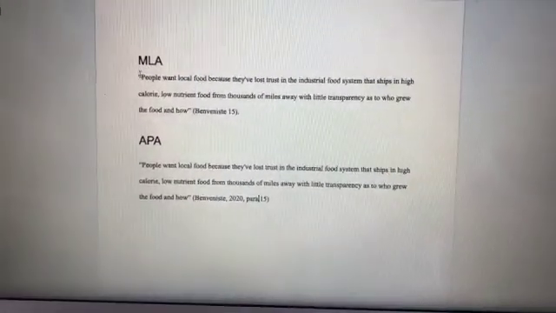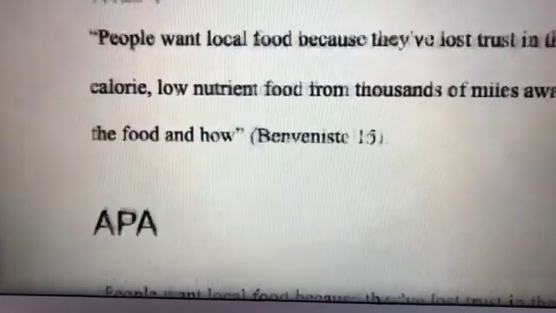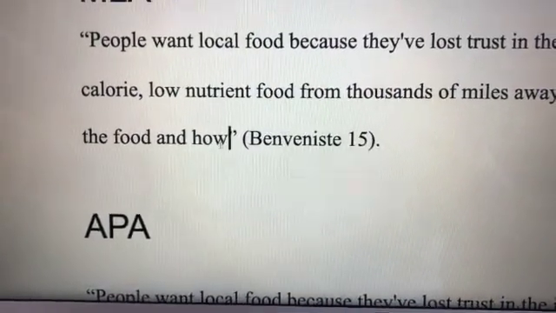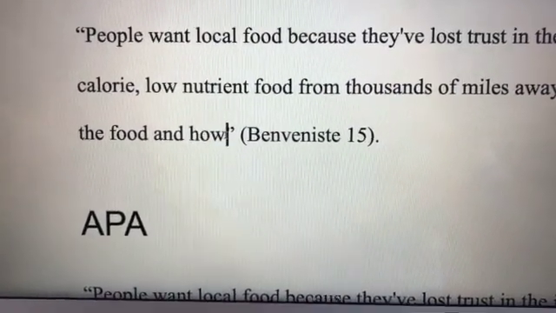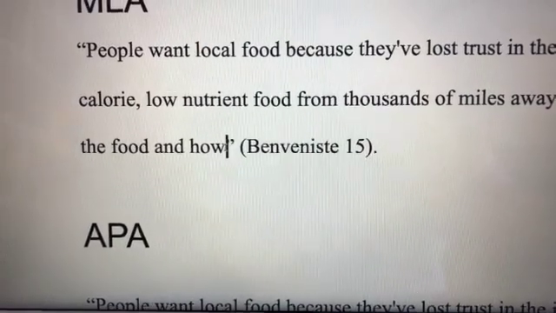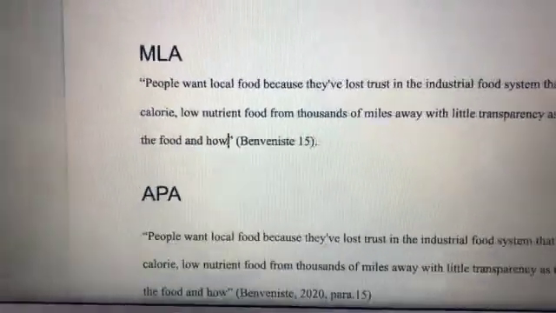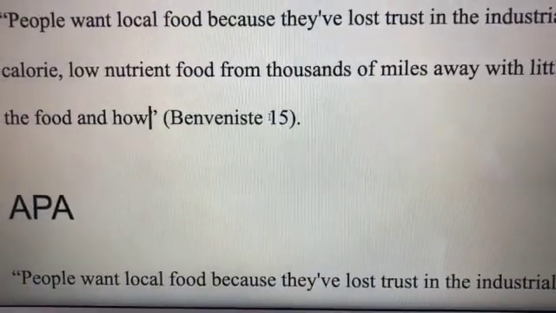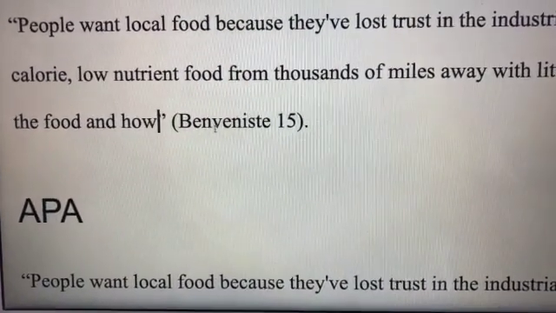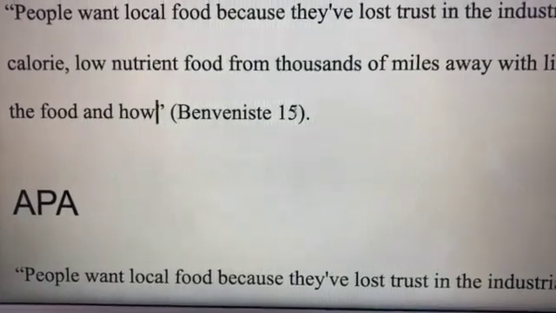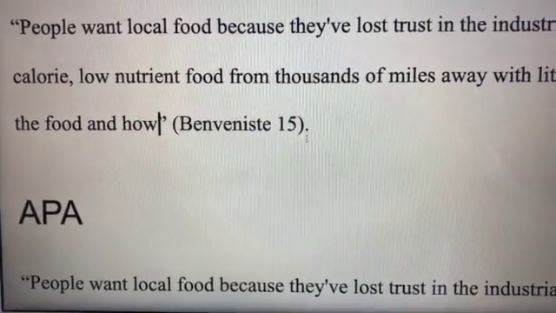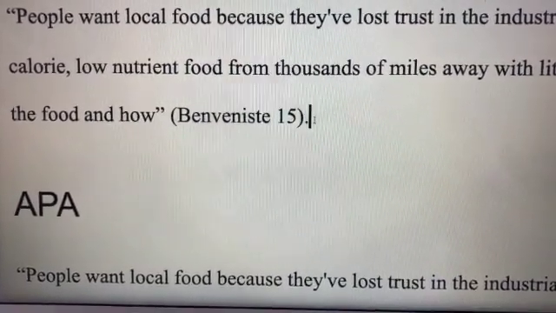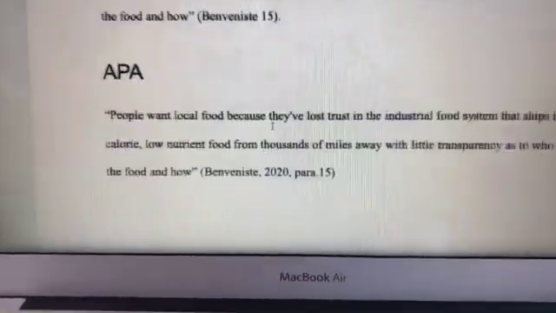We have the quote here in quotations, but we make sure that we don't have any periods there unless there would be an exclamation point or a question mark. And then afterwards, we include the parenthetical citation with the author's last name and then the paragraph number, and then the period afterwards.